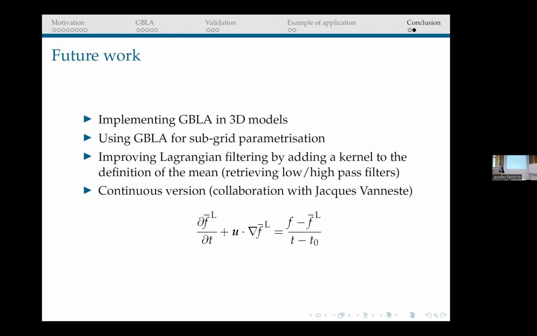I want to mention a few things as future work. My applications were all on 2D flows. The next step would be taking this, implementing it in a 3D model, and using it to study wave mean flow interactions. We can potentially use GBLA for subgrid parameterization.